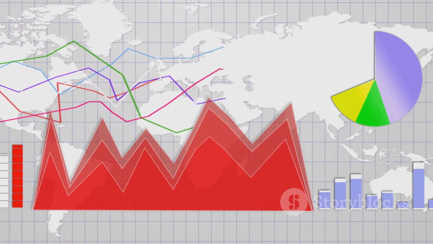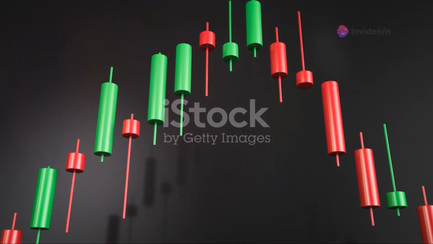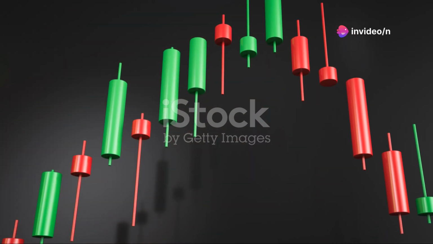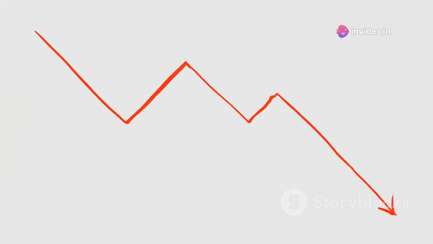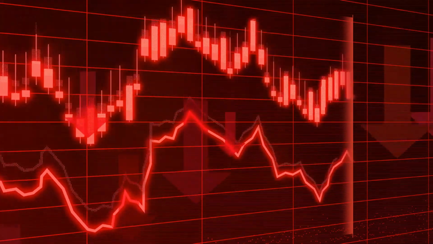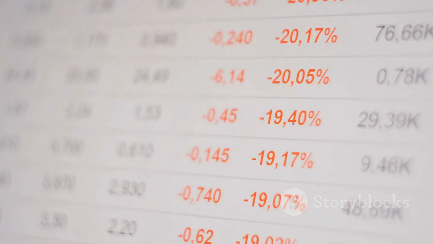Section 8. Reversal patterns, shifting tides. Reversal patterns are chart formations that indicate a potential change in the direction of a trend. These patterns suggest that the current trend is losing momentum and that a reversal may be imminent. Some common reversal patterns include head and shoulders, double tops and bottoms, and triple tops and bottoms.